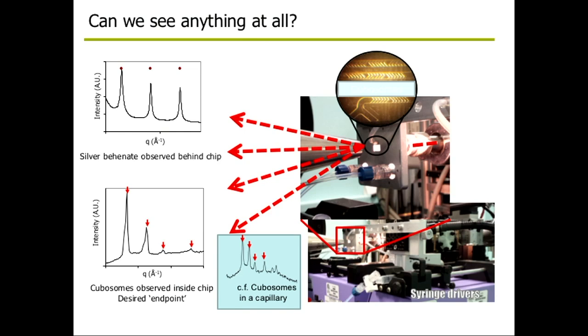And then, okay, what if we pre-fill the chip with cubosomes? Remembering that this is a diffraction we should see, that I showed on the previous slide, and we see the same diffraction when we shoot with the material actually in the channel, preloaded into the channel. So in theory, we can see the end point.